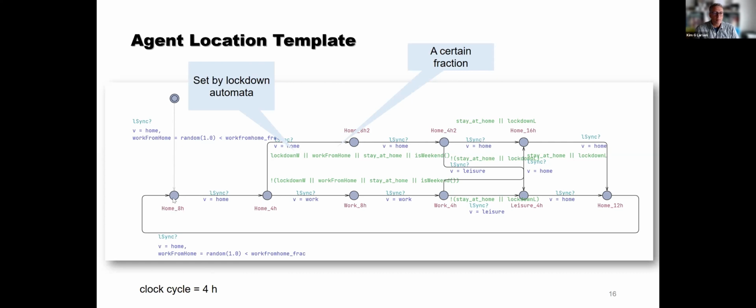And every 4 hours you will go to the next phase here. So you stay at home, and then once you're at home, maybe you want to go to work, but you should only do that if there is not a lockdown on work.